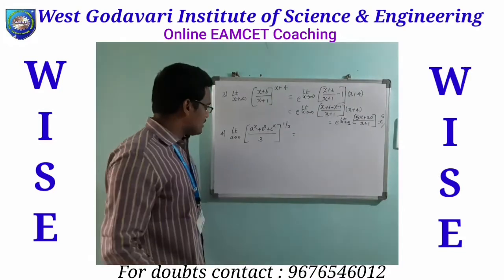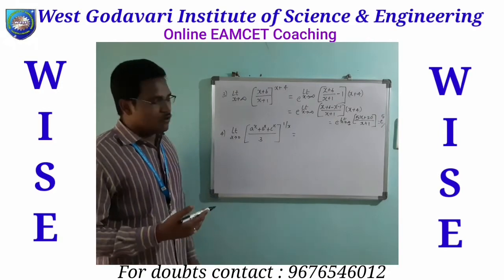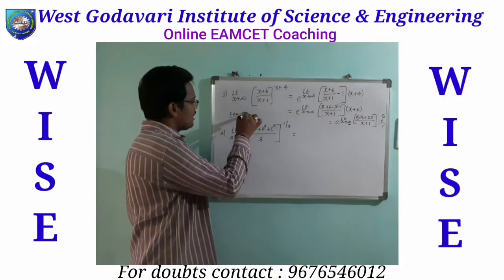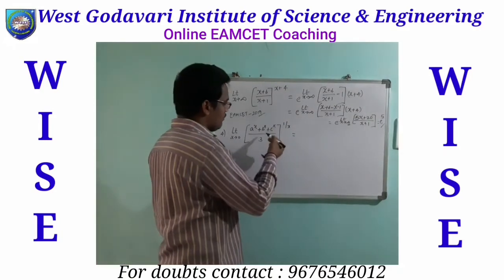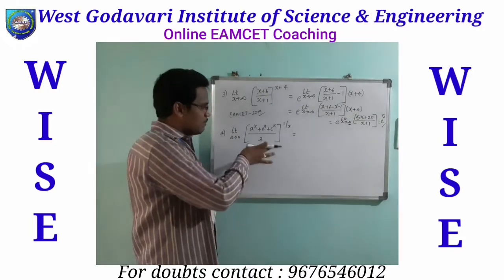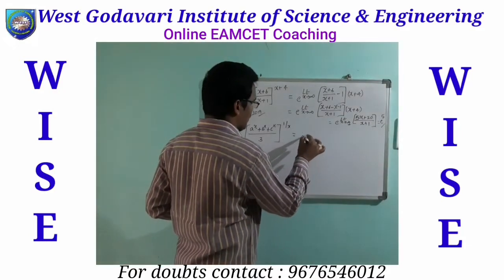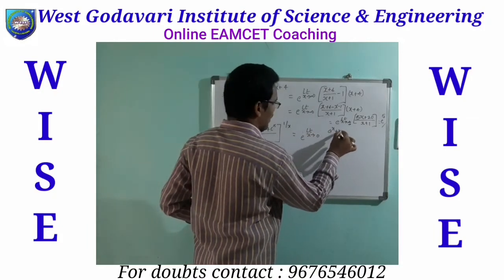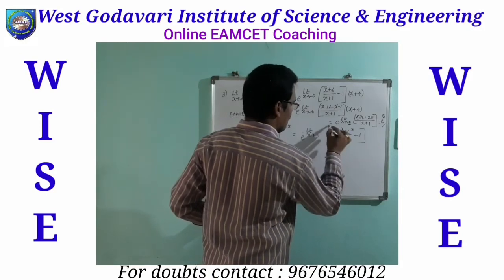So let's see the limit x tends to 0, (a power x plus b power x plus c power x by 3) whole to the power of 1 by x. This question was asked in MSET 2019. Here we have to apply the same method. Here a power x plus b power x plus c power x by 3 is in the place of the tree and 1 by x is in the place of the monkey. So we can cut down the tree. So e power limit x tends to 0, a power x plus b power x plus c power x by 3 minus 1 into 1 by x.